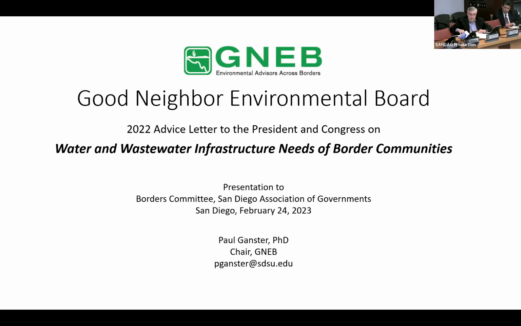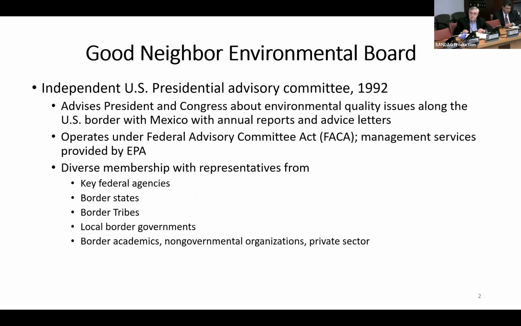So I'll go on to my presentation about the Good Neighbor Environmental Board now. Next, please. I chair the Good Neighbor Environmental Board, which is a federal advisory panel, created by presidential nomination in 1992 to advise the president and the Congress on a yearly basis or more often about environmental issues on the border, particularly environmental infrastructure. We operate as a regular federal committee, and services to manage us are provided by EPA.